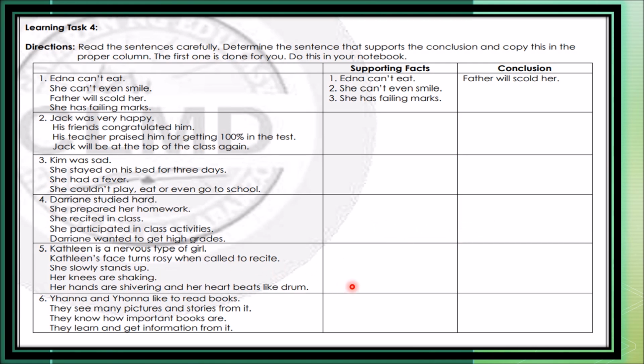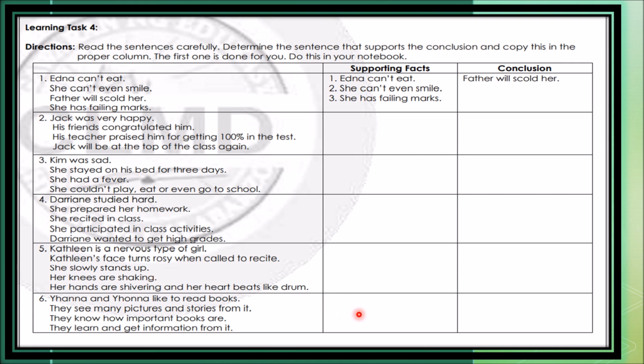Then, the 5th question, Kathleen is a nervous type of girl. Kathleen's face turned rosy when called to recite. Then she slowly stands up. Her knees are shaking. Her hands are shivering, and her heart beats like drum. So, what are the supporting facts in here, and what is the conclusion? Because you can choose that, the supporting facts here and the conclusion also.